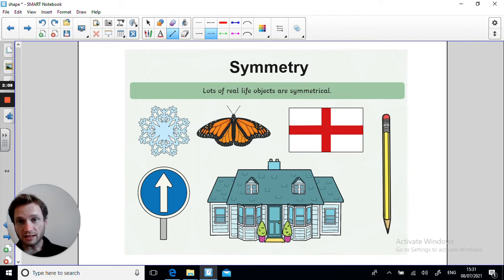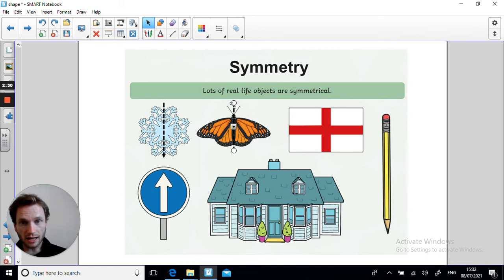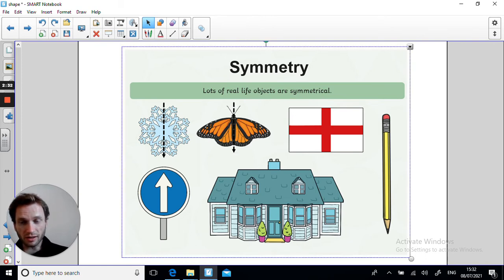Okay, now lots of real life objects are symmetrical as well. If you look at that snowflake there, if we drew a line of symmetry down the middle, you can see that it would be the same on both sides. Again, another great example is this butterfly. And again, you can see there's a line of symmetry down the middle there. Sorry, that's not quite perfect. Let me fix that. Okay, and one side of the butterfly is the same as the other. It has the exact same colors, the same pattern, the same shape on each side.